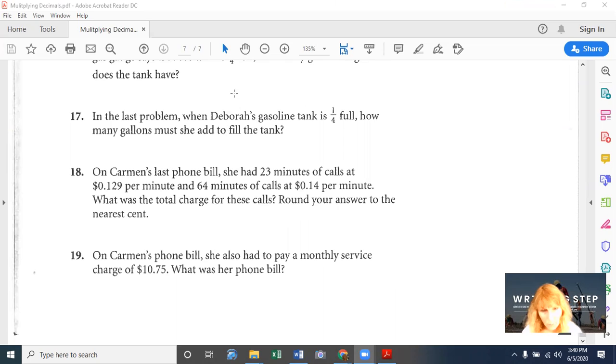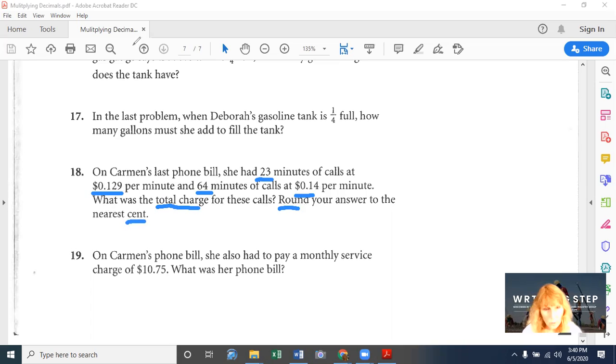On Carmen's last phone bill, she had 23 minutes of calls. I'm going to underline 23 minutes of calls, and it costed her 0.129 cents per minute, and 64 minutes of calls at 14 cents per minute. What was the total charge of these calls? And then it says to round your answer to the nearest cent.